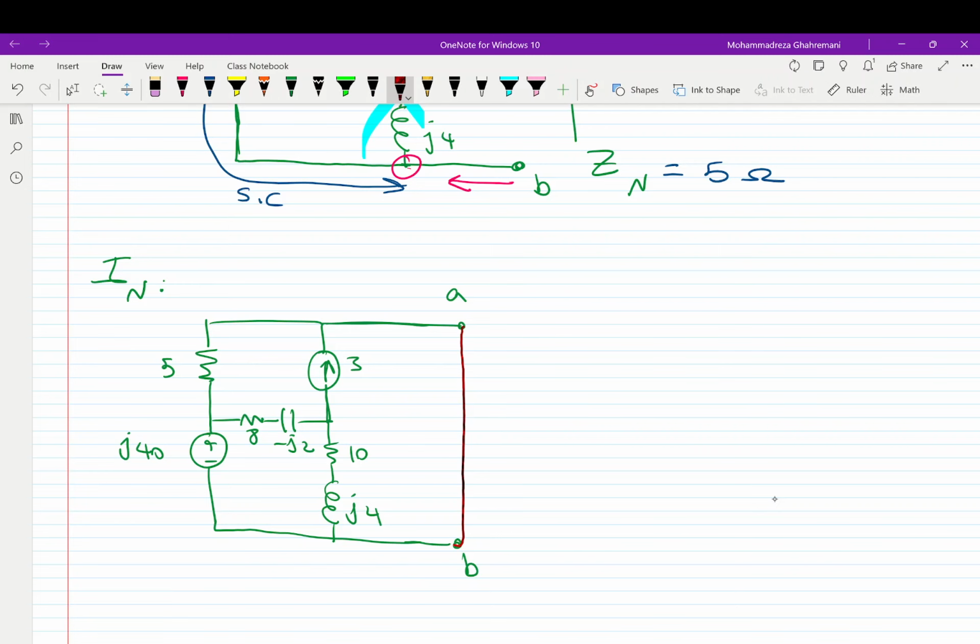Okay, so in mesh analysis, we have three meshes: I1, I2, and I3. Between I2 and I3 there is a current source, so I2 and I3 together create a super mesh. So now let's write the equations.